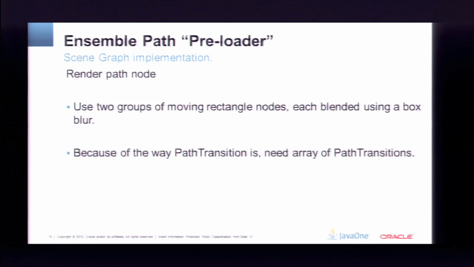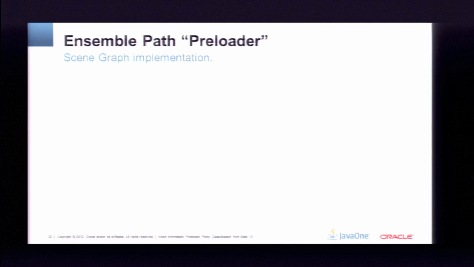In the scene graph version, we render a path node, and then we use two groups of moving rectangle nodes, and then we add a blend to that group. Then we have an array of path transitions, each connected to a node, and we use that to animate the rectangle nodes along the path. So we're going to show you that one. Okay, which one? The first one? Scene graph version.